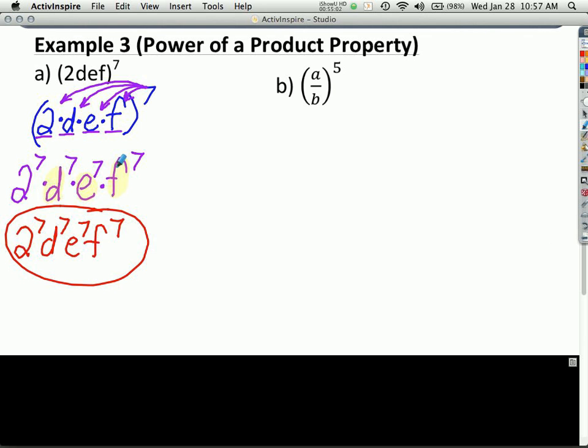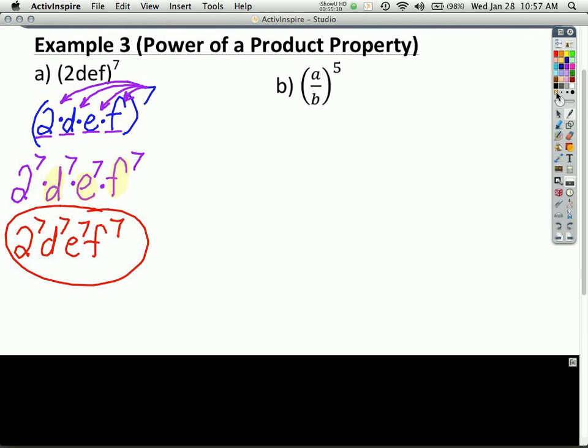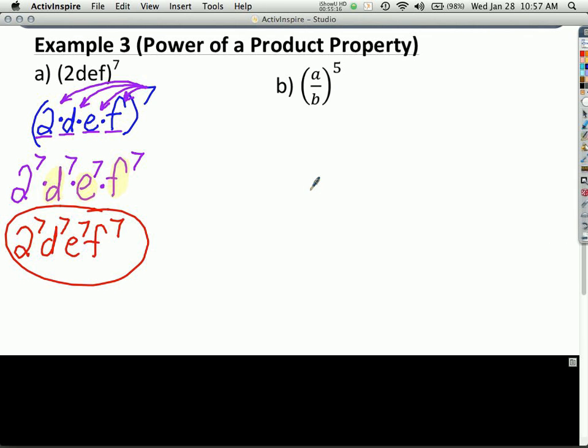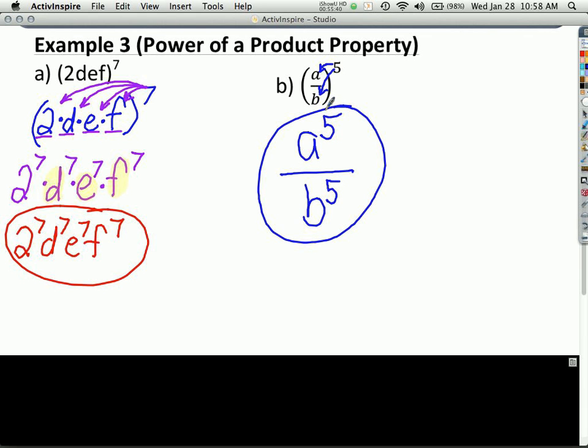Does anyone have any comments or questions? So now part B is actually a little bit different, but I brought it in because it's a good time to show you that this is not a product. But you should know at this point that multiplication and division usually get lumped together, and so the property works for a division problem as well. This will get applied to the top and to the bottom, and so we would rewrite this as a to the 5th power over b to the 5th power. And that is simplest form, or that is applying the property.